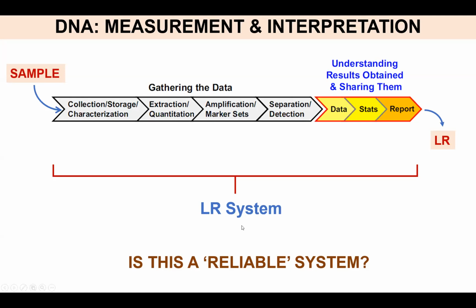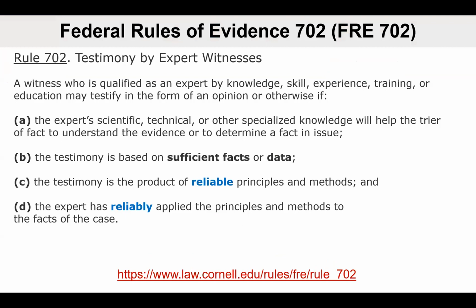So a quick look at the Federal Rules of Evidence 702 that pertains to expert testimony. I would just bring your attention to Part C and D, where they talk about the testimony being the product of reliable principles and methods. And I would say that refers to the system reliability or process reliability. And they also say that the expert has reliably applied the principles and methods to the facts of the case. So here the concern is the particular case, and I would refer to that as case-specific reliability. Now, for those interested, you can go to this website, www.law.cornell, to get more details.